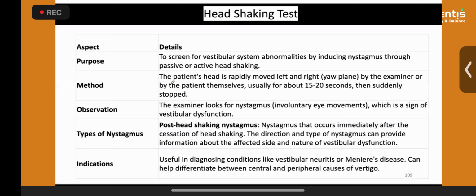So head shaking test, what happens? It is a test which screens the vestibular system abnormality by inducing nystagmus through active or passive head shaking. The patient's head is shaken right and left. It is shaken at 2 Hertz frequency. I'm going to show the video. And then we have to check whether there is any nystagmus seen post head shaking.